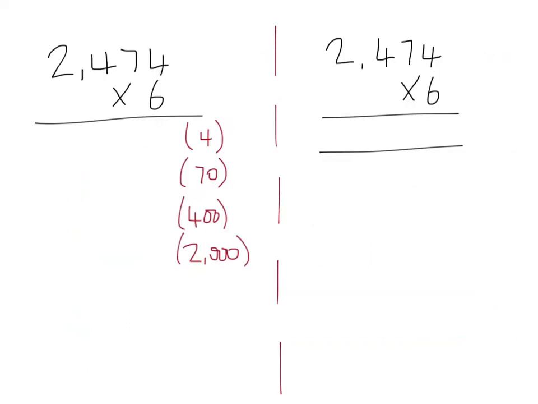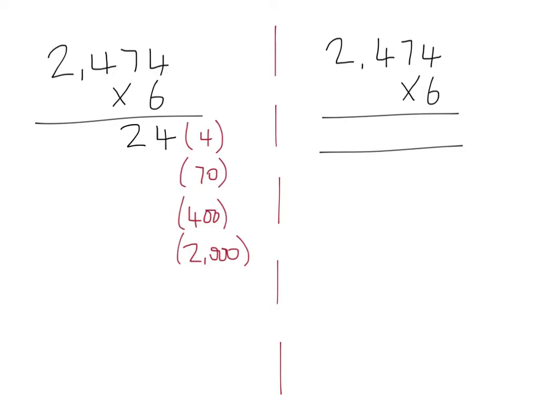Here we've got 2,474 and we're going to multiply it by 6. On the left we'll do it first, and what we can see below the setting out of the calculation is each of the parts of 2,474 partitioned. So we have got 4, the 70, the 400 and the 2,000. I'll multiply 6 by 4. That gives me 24. I'll put that there.